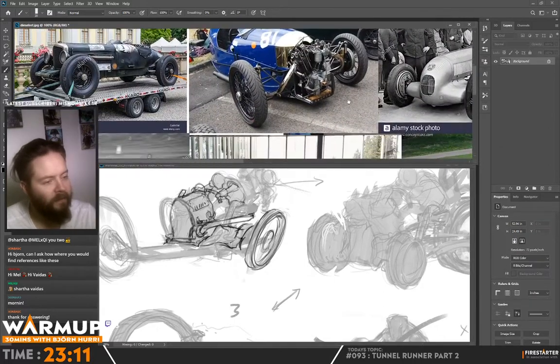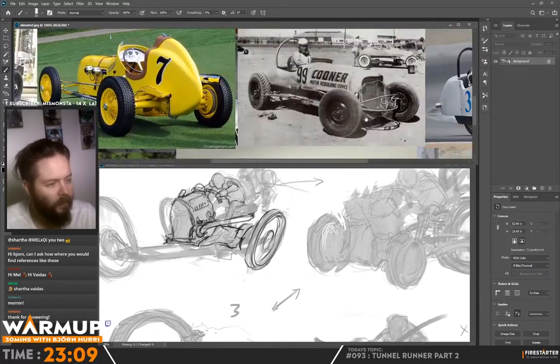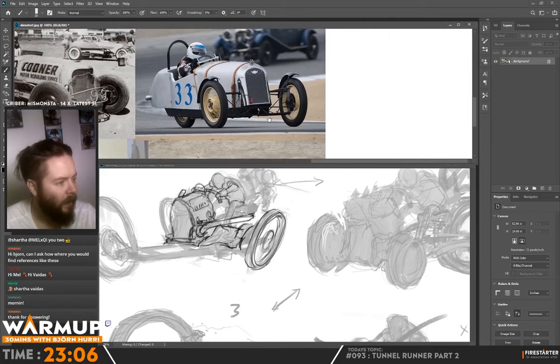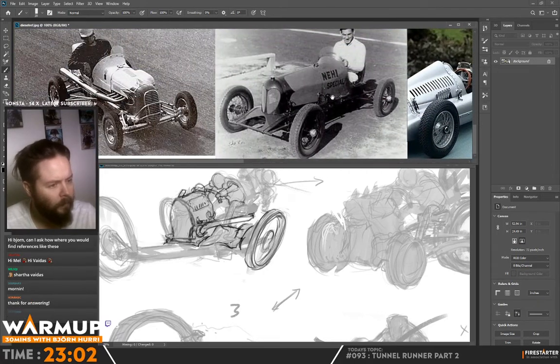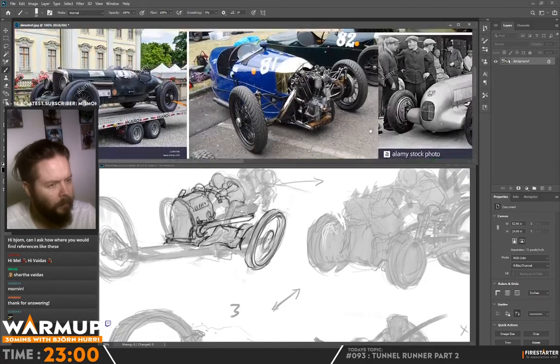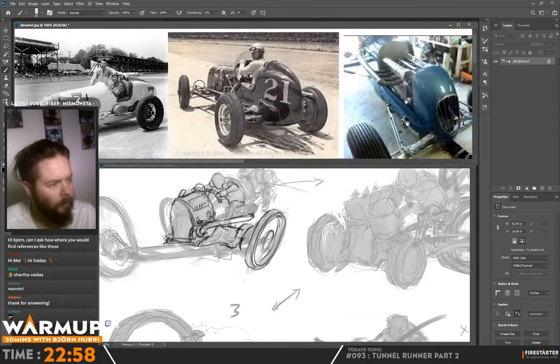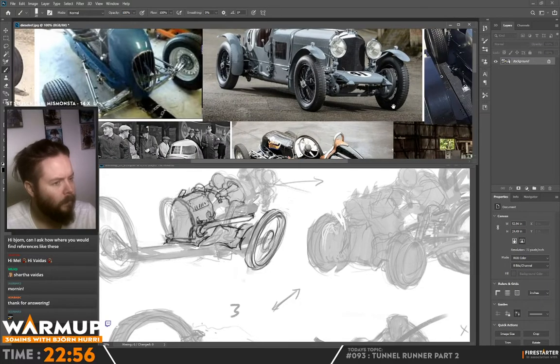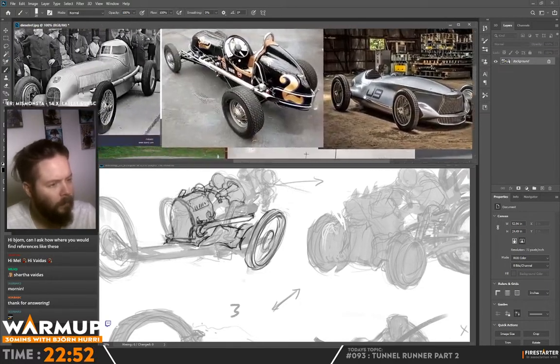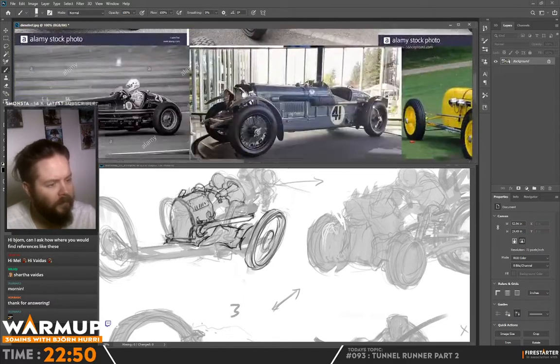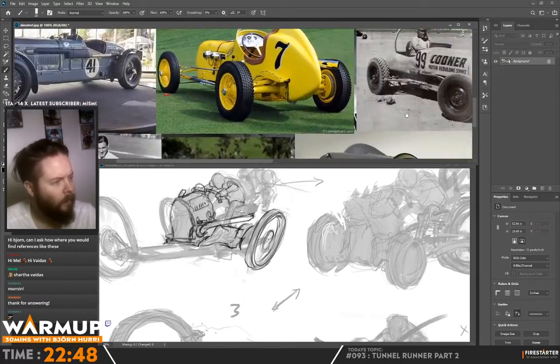Oh yeah, that's right. I found a cool reference for a cool wheel house. What was it? What the? I didn't save it?